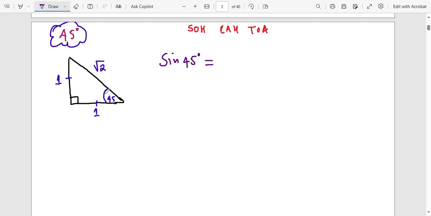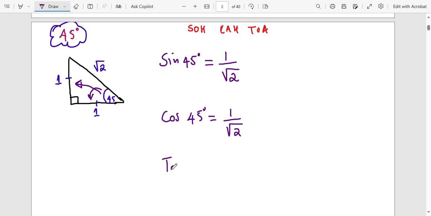So the opposite side to this 45 is this one. So that is 1 over hypotenuse. The hypotenuse side, you can see that is the square root of 2. So that is sine 45. That's a special angle. Sine 45 is 1 over root 2. And then you also need to know cos 45. Now cos, you can see it is adjacent, and the adjacent side is also 1 over the hypotenuse, which is also root 2. So sine 45 and cos 45 are the same.